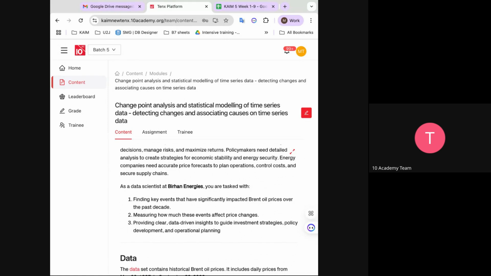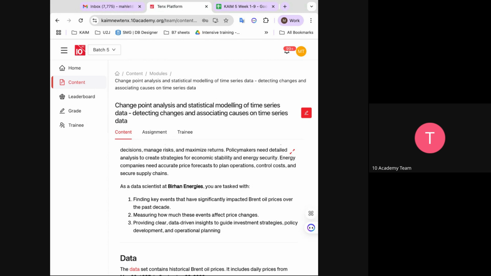So, as a data scientist, your task is to forecast the price accurately, control the costs and help secure the supply chain. What are the key events that have had a significant impact on the Brent oil price over the past decades? You will identify those events.